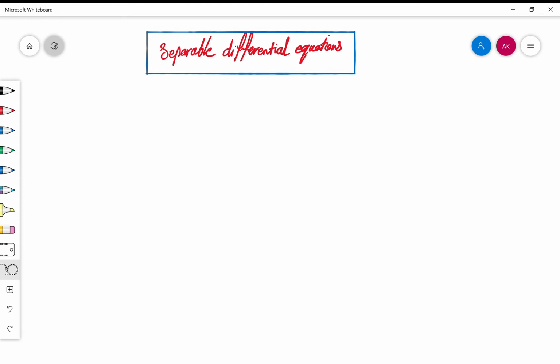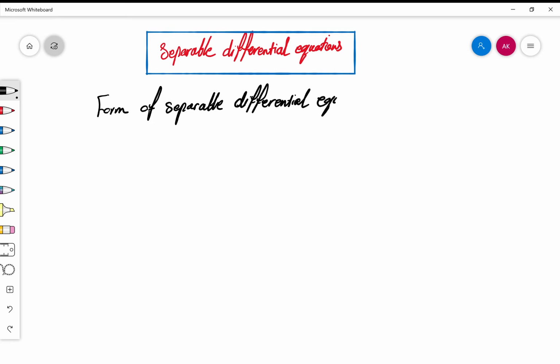Let me start with the form of such a differential equation, the form of separable differential equations. So we have y prime equals, the right hand side has only x and y, and then you can write it as a function of x times a function of y.